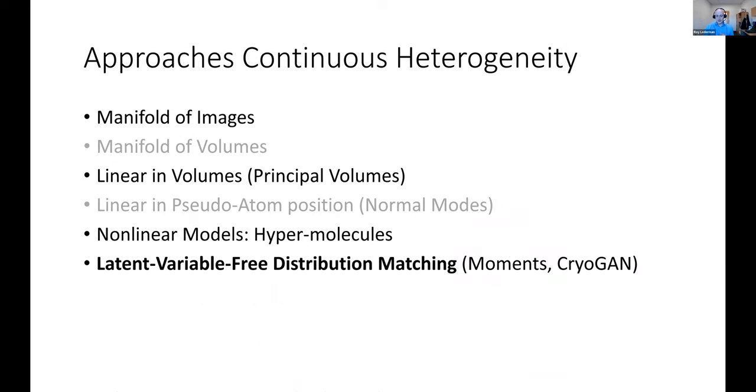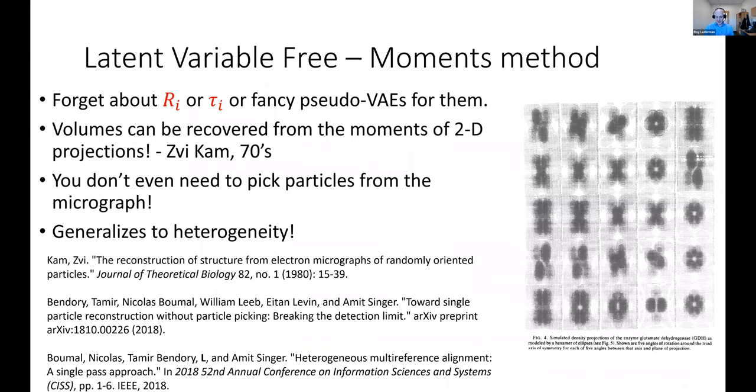Okay, so there's another very different approach to this. It's a remarkable idea. In all of what I've been saying, I've been carrying around this idea that I need these latent variables for orientations and conformation. I can present it in different ways, sampling, variational inference, and so on. I basically need to infer these. But it turns out that even in the 70s, Kam came up with this idea that you can actually infer the moments of this volume from the original two-dimensional projections. These are horrible images, or simulation, from the 70s.